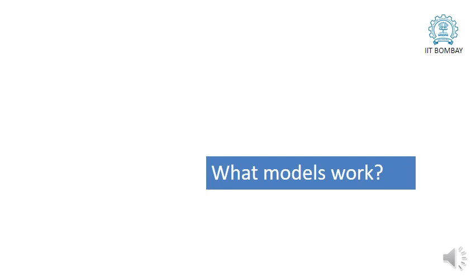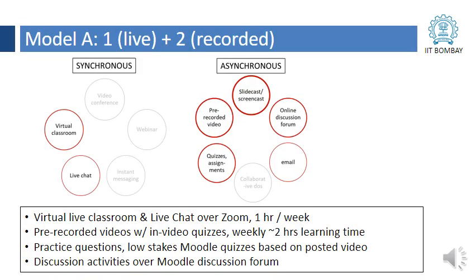Let's look at two models which include such strategies and have been known to promote student engagement and learning. Model A, let's call this the 1 plus 2 model, is a mix of synchronous and asynchronous modes. Let's assume that the technologies in this course include Zoom for the virtual live classroom and Moodle as the LMS. The synchronous mode comprises a virtual live classroom and live chat over Zoom, implemented 1 hour per week. The emphasis of this course is in the asynchronous approach.